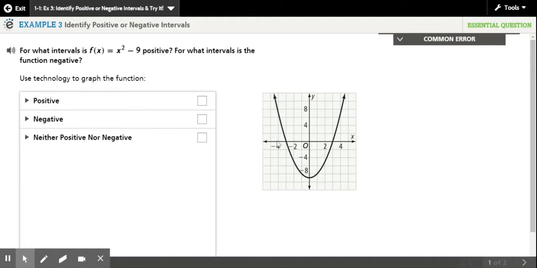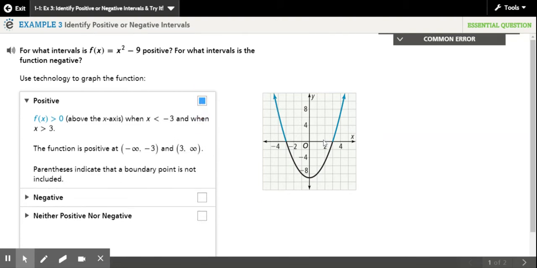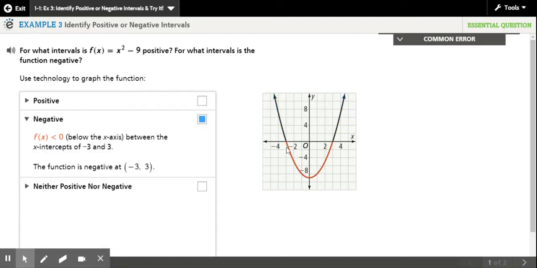If we're looking at the graph, the positive values are when this curve is above the x-axis. It's negative when it's below. And then the intervals would be referring to the x values where that's true. So if I click positive here, it turns blue where it's positive, so the parts that are above. So the intervals would be negative infinity to negative 3, so all the way to the left, and then it stops here at negative 3, and then also 3 to infinity going right. I click off of that and show negative, it's the red part underneath. So it's everywhere between negative 3 and 3.